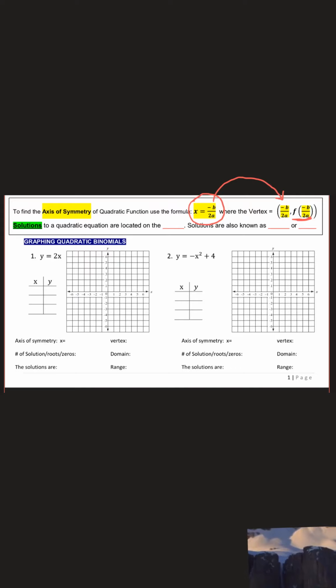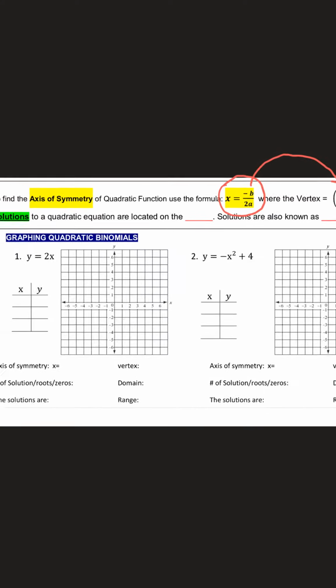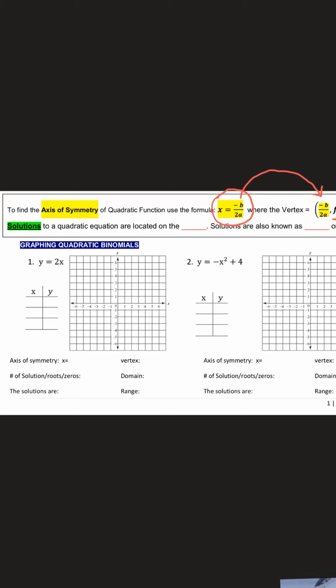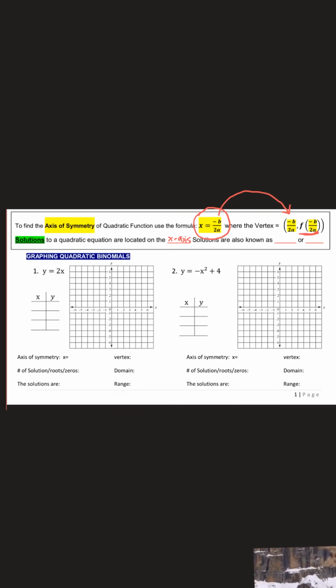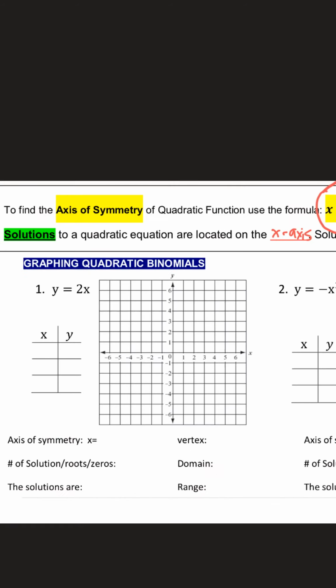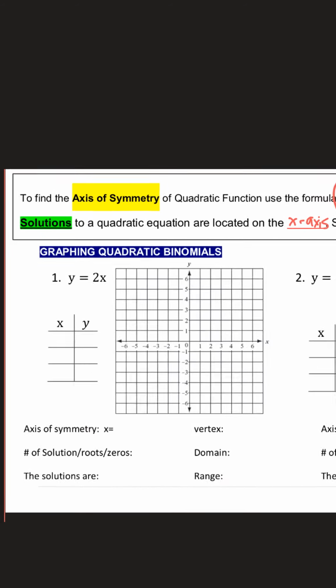Okay? Then the solutions, another thing we need to know, is the solutions to a quadratic equation are located on the x-axis, and solutions are also known as zeros or roots. All right, so now I think we have enough information for us to start graphing. So we see graph quadratic binomials.